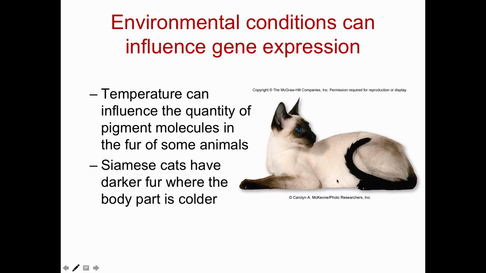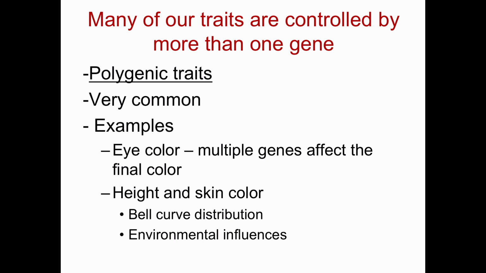But in the case of this little Siamese cat, we know that temperature affects the pigment molecules in the fur of some animals, and you see this in some rabbits too. So where the animal is cooler, where it doesn't get a lot of circulation, like its paws, its tail, the tip of its nose, its ears, the fur is darker. So the temperature affects, in this case, the pigment molecules. That's complex, right? But it's showing us that environmental conditions can also play a role.